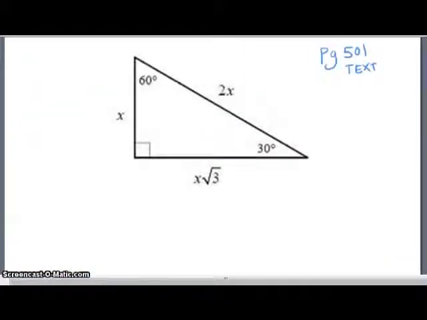The other special right triangle is called the 30, 60, 90 triangle. The proof of this is a little bit more complicated. It's on page 501 in your textbook. But basically what it's saying is that the shorter leg, or the leg that's across from the 30-degree angle, is half the size of the hypotenuse. And in order to find the longer leg, you take this number x and multiply it by the square root of 3. So we're going to use these relationships to help us solve for missing measurements in different figures.